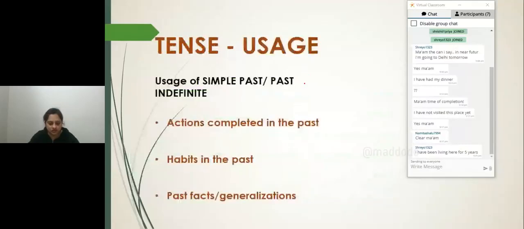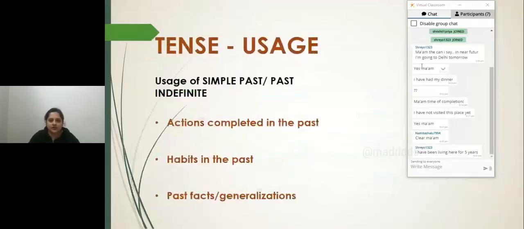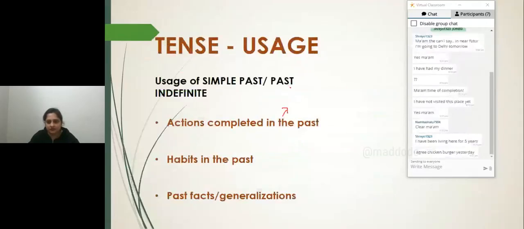Concentrate here on the usage. Try to give me more examples and frame examples on your own so that you remember for the long term. That is all. Okay. Simple past, we can also call it past indefinite. So guys, now you know the structure here. He swam. Okay. Give me an action completed in the past.